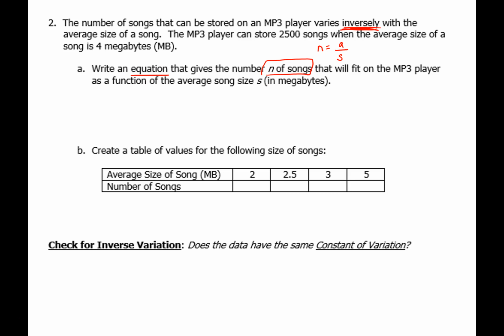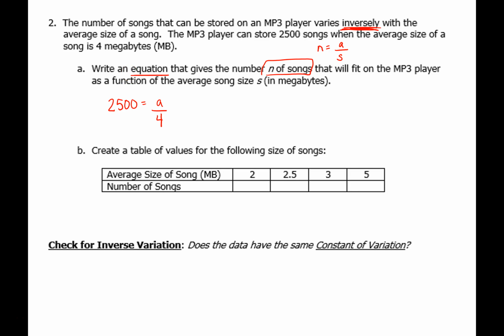Let's see, we know that it can store 2,500 songs. That's what n is equal to. And that happens when each of the songs on average are 4 megabytes. So I've plugged in my number of songs and my size of songs from the information I've been given, and now I can find my constant of variation. Once I have my constant, I can plug it into the formula, and that will be my equation.